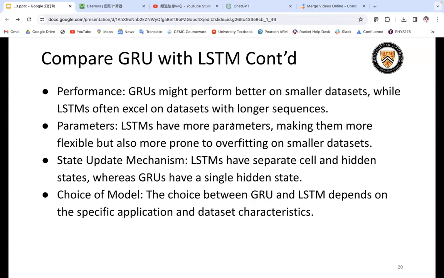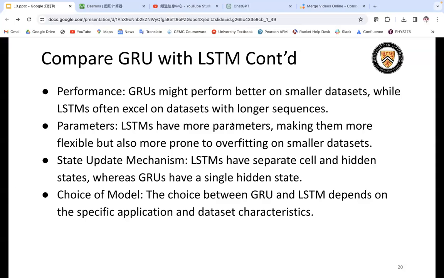And performance. According to some studies, GRU might perform better on smaller datasets, while long short-term memory often excels on datasets with longer sequences. In terms of parameters, LSTMs have more parameters, making them more flexible, but they are more prone to overfitting on smaller datasets. In terms of state update mechanism, long short-term memory has separate cell and hidden states, whereas GRU only has a single hidden state.